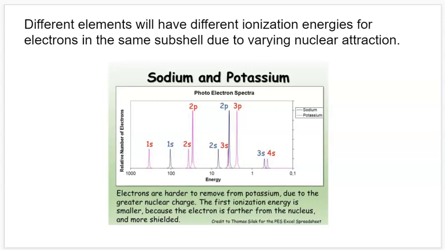So that 1s peak occurs at a different energy for different elements. And that's largely due to the fact that different elements are going to have a different number of protons. So therefore, the attractive force of the nucleus is going to differ from element to element.